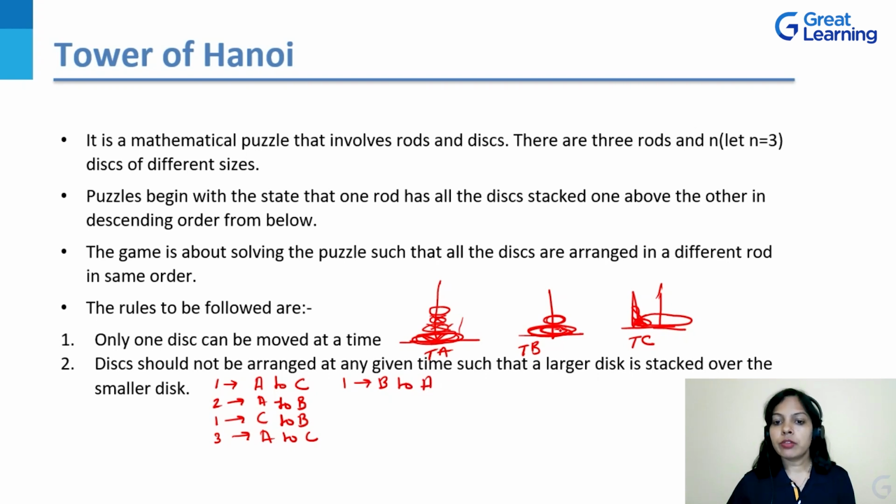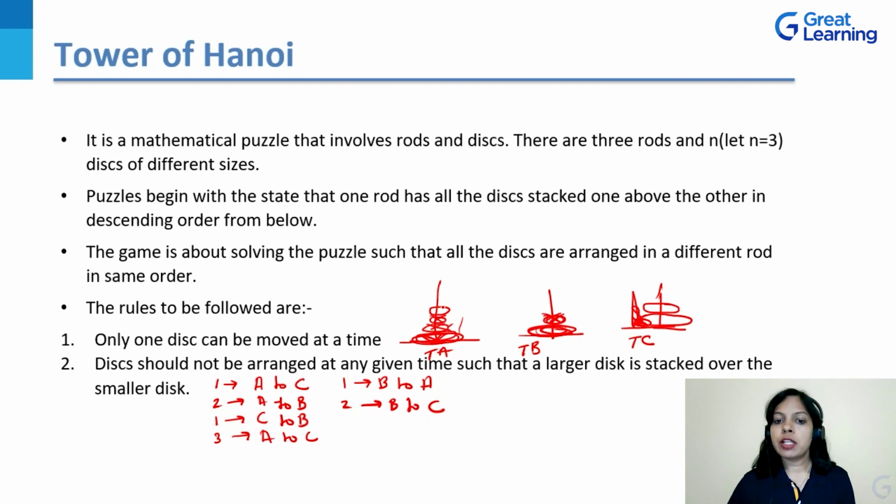Got it? Now this one. So this is shifted, so this is not there now. This one will be shifted from B to C now. Because this is the largest one, this is the second largest one. So the second largest one can be stacked over here. So I have moved the second disk from tower B to tower C.